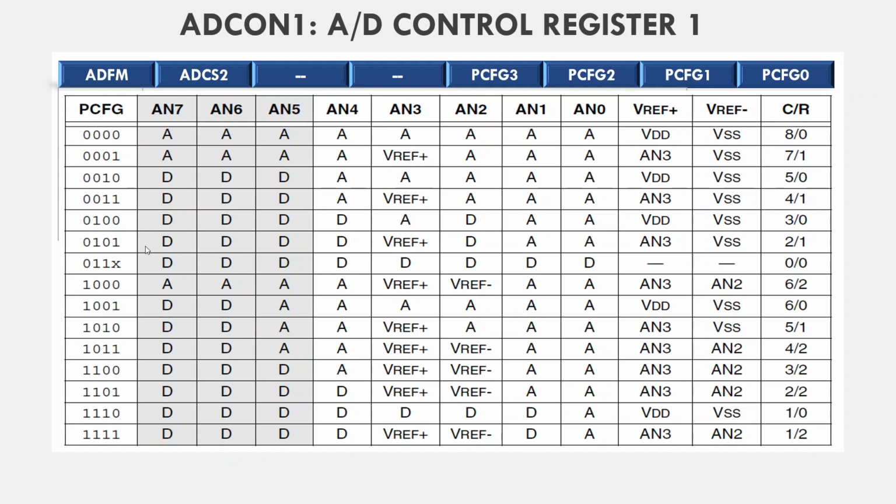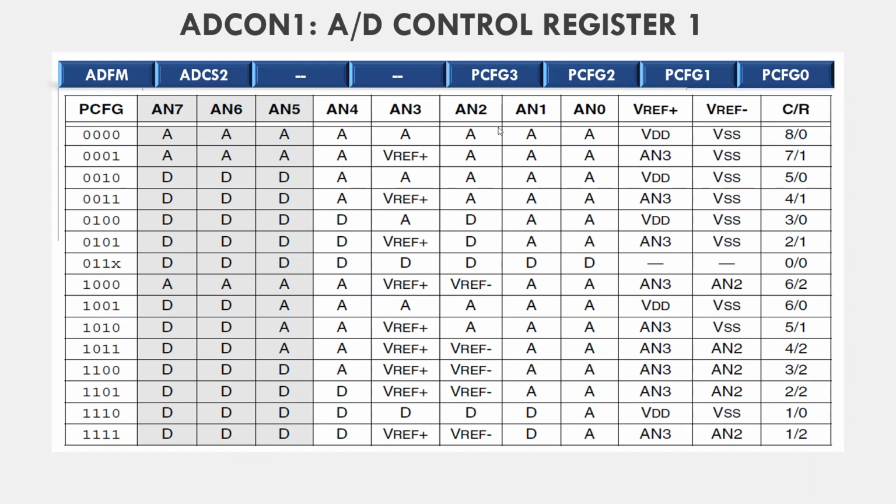The next combination is 0101. Here channels 7, 6, 5, 4 and 2 are all configured as digital, and channel number 3 is configured as V reference plus input to the ADC, and only 2 channels are available as ADC input, channel number 1 and channel number 0. So here the count is 2/1. If the selection is 011X, meaning don't care, all analog channels are configured as digital inputs and outputs. So there is no channel available and no reference, meaning the combination is 0/0.